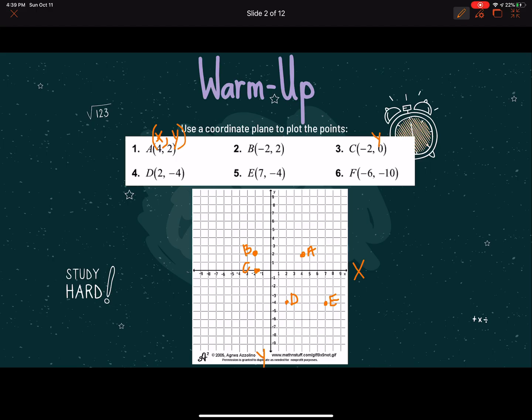Number 6, point F is located at (-6, -10). So we will go left on the x-axis to -6, down on the y-axis to -10, and that will be at the very edge there, and that is point F. So check over your points, make sure you plotted those correctly, and we'll go on.